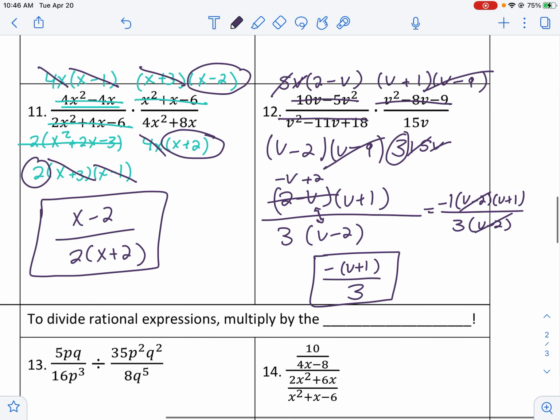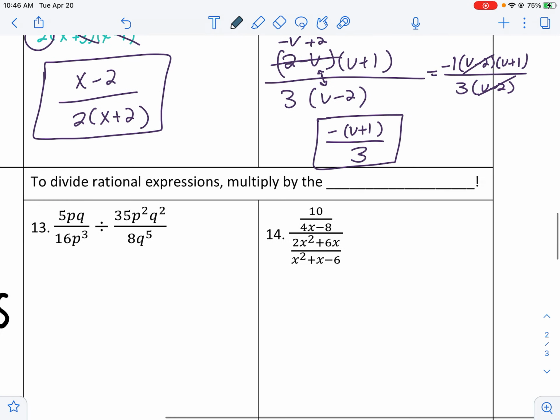All right. So these get kind of wild. Like I said, just make sure you're trying to stay on top of your organization. It'll be okay.